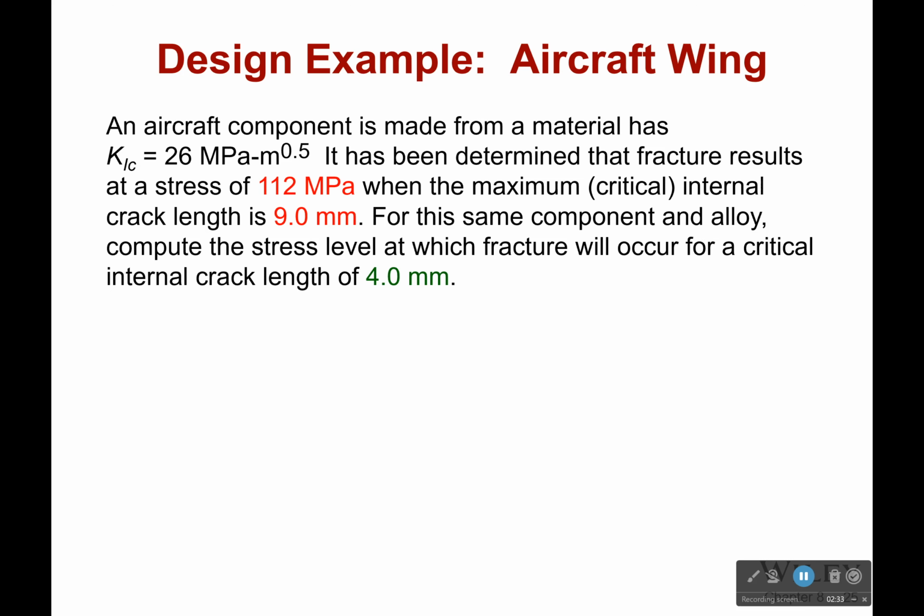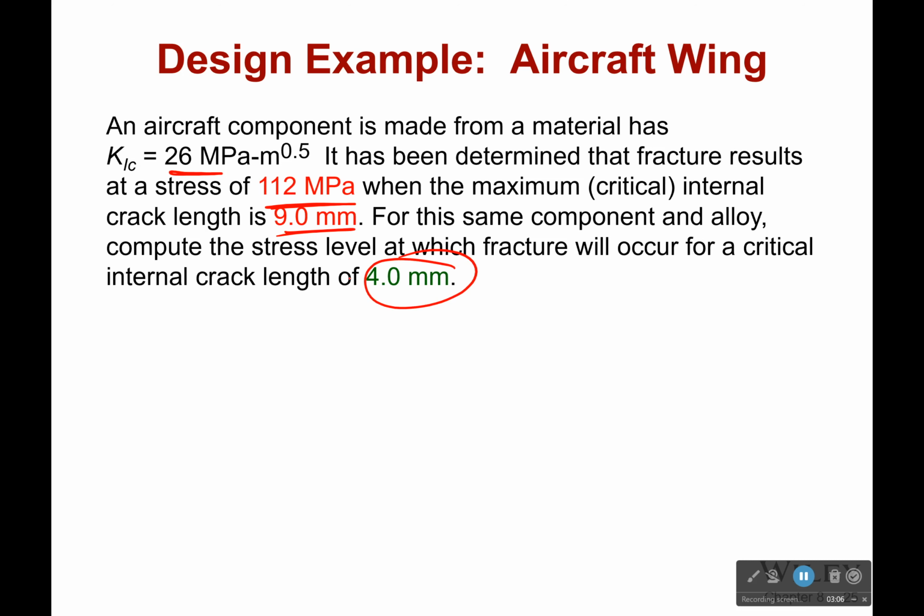So let's look at a design example here for an aircraft wing. So we have an aircraft component, and it's made from material that has a fracture toughness of 20 megapascals per meter to the square root. It has been determined that fracture results at a stress of 112 megapascals, that's our critical stress, when the maximum critical internal crack length is 9 millimeters. For the same component and alloy, compute the stress level at which fracture will occur for a critical internal crack length of 4 millimeters.